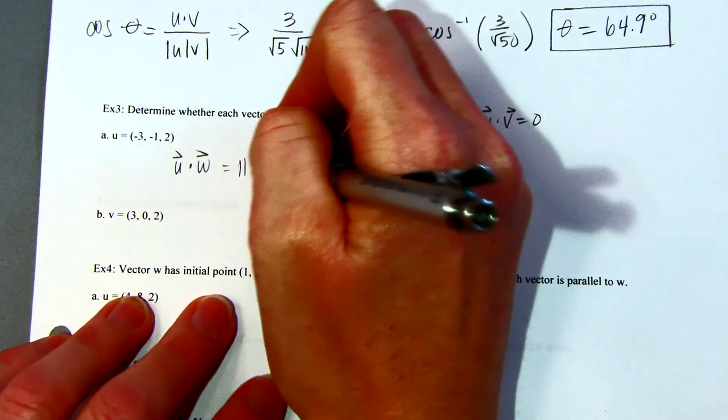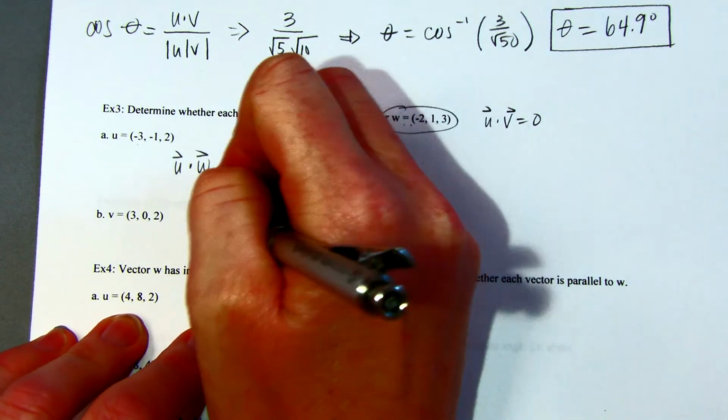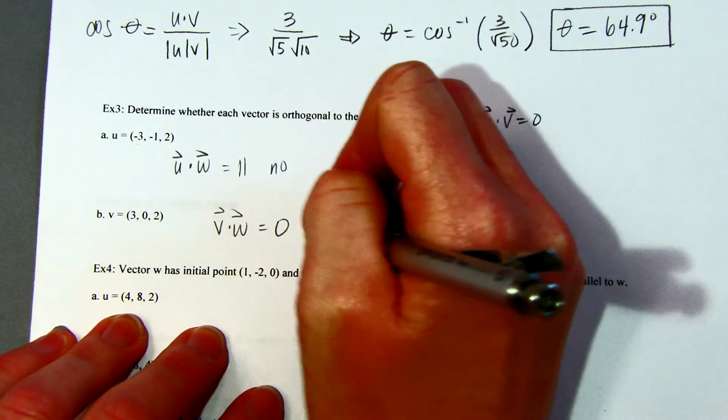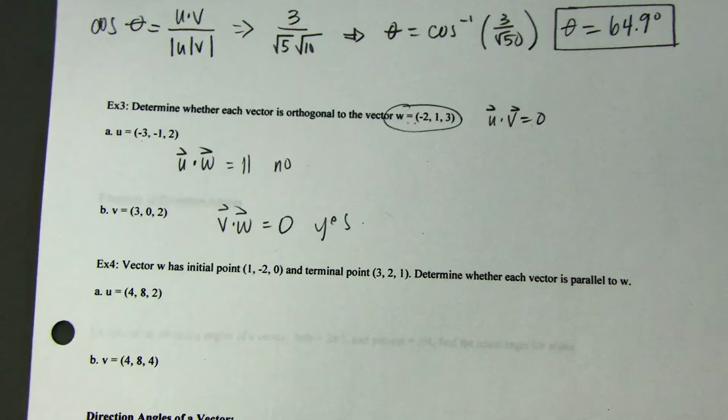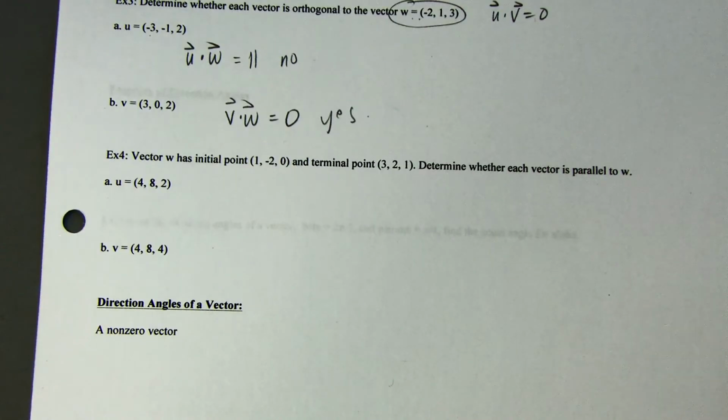No. How about v times w? Yes. Yeah, you get 0, and so this is a yes. You can move on.